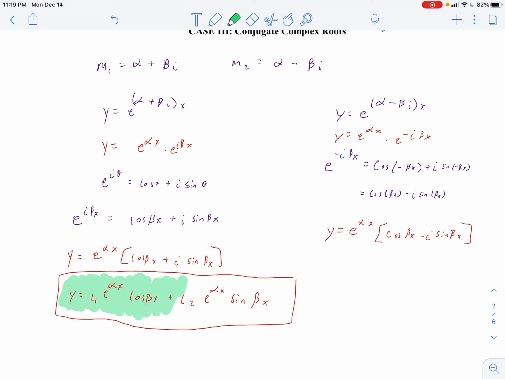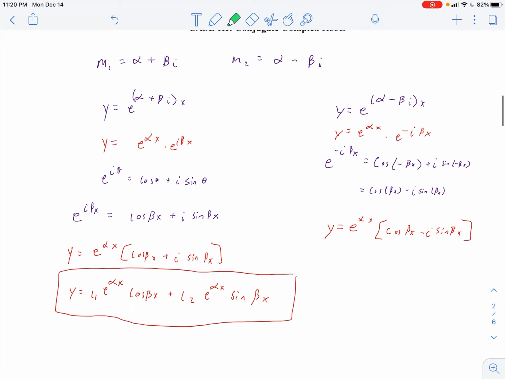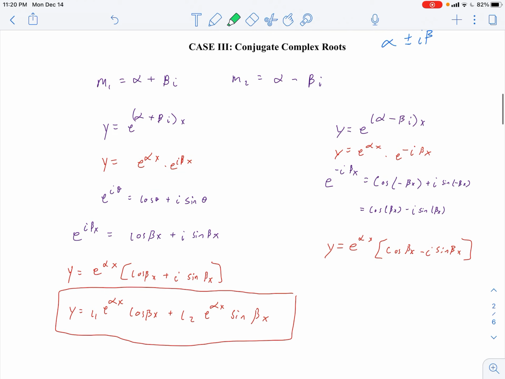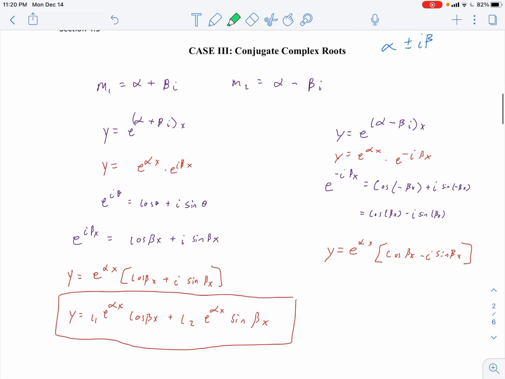Our general solution: y is equal to c sub 1 e to the alpha x times cosine beta x plus c sub 2 e to the alpha x sine beta x. So those are all the three different ways that we're going to be able to solve a differential equation of the second order.